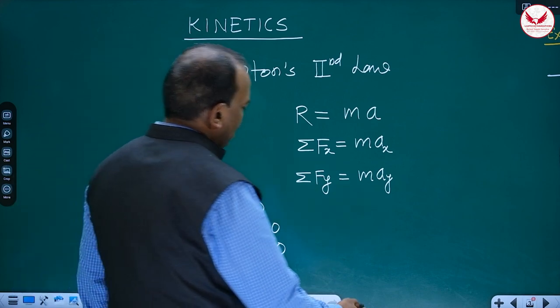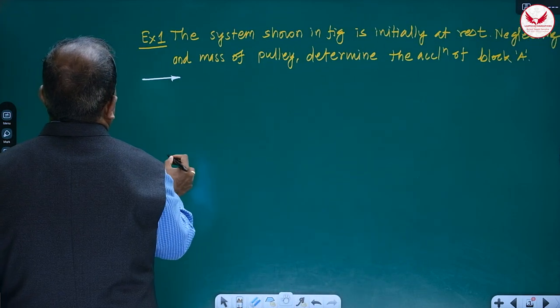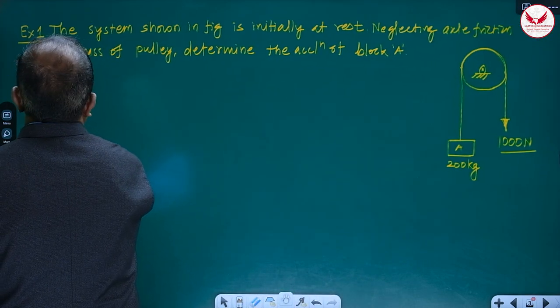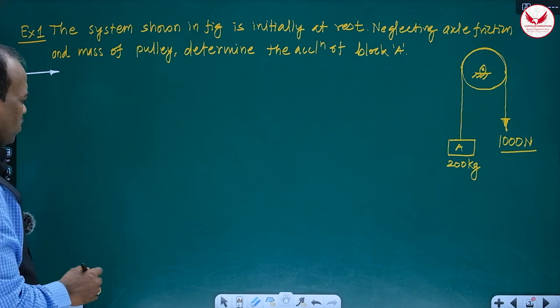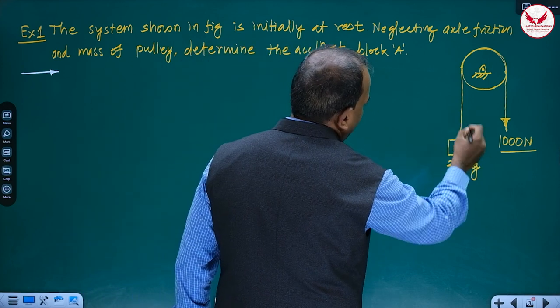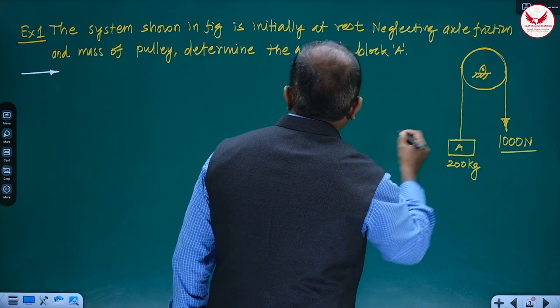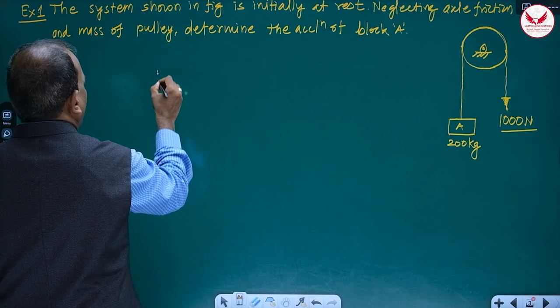Now the very first example on this, we'll see how to solve it. The system shown in the figure is initially at rest. Neglecting the axial friction and mass of the pulley, determine the acceleration of block A. Now the first step is to draw the free body diagram. So this is the object. We have to neglect friction, everything. That means the FBD will be, this is the block A.